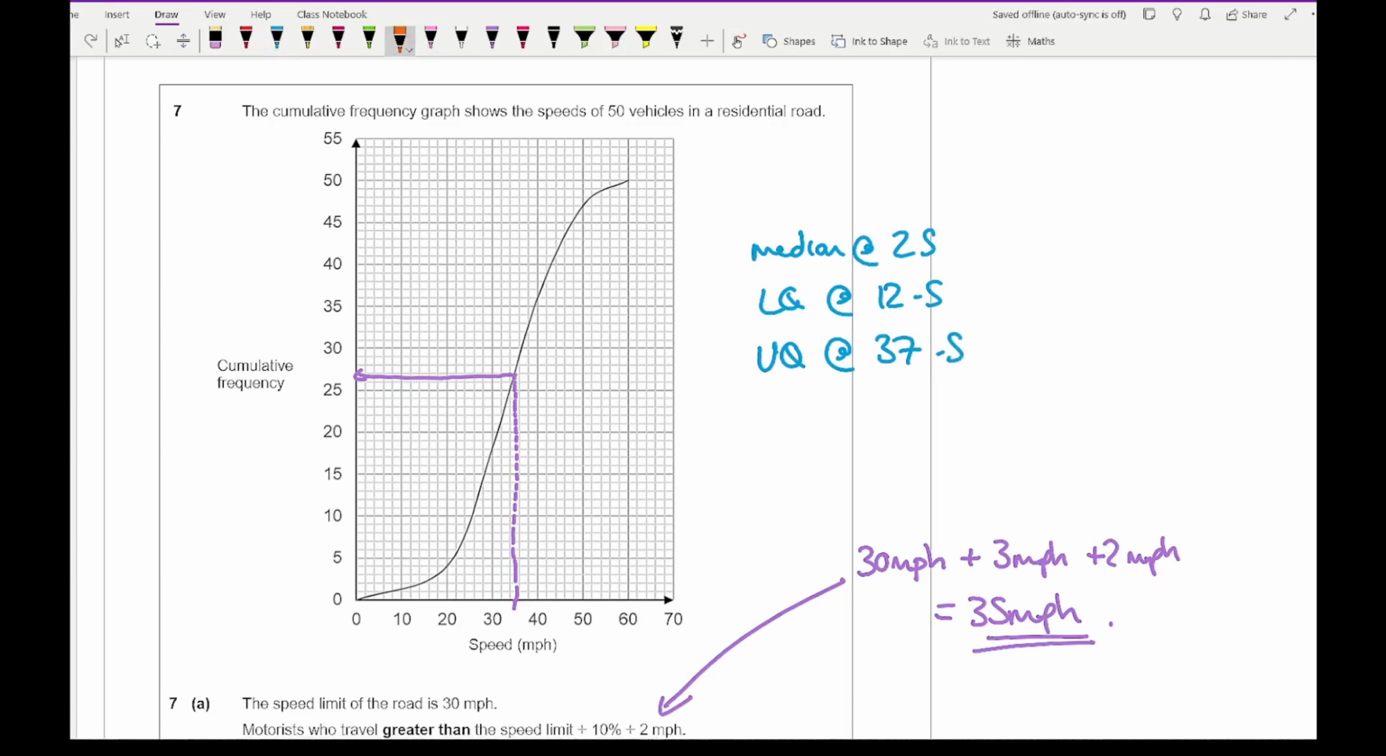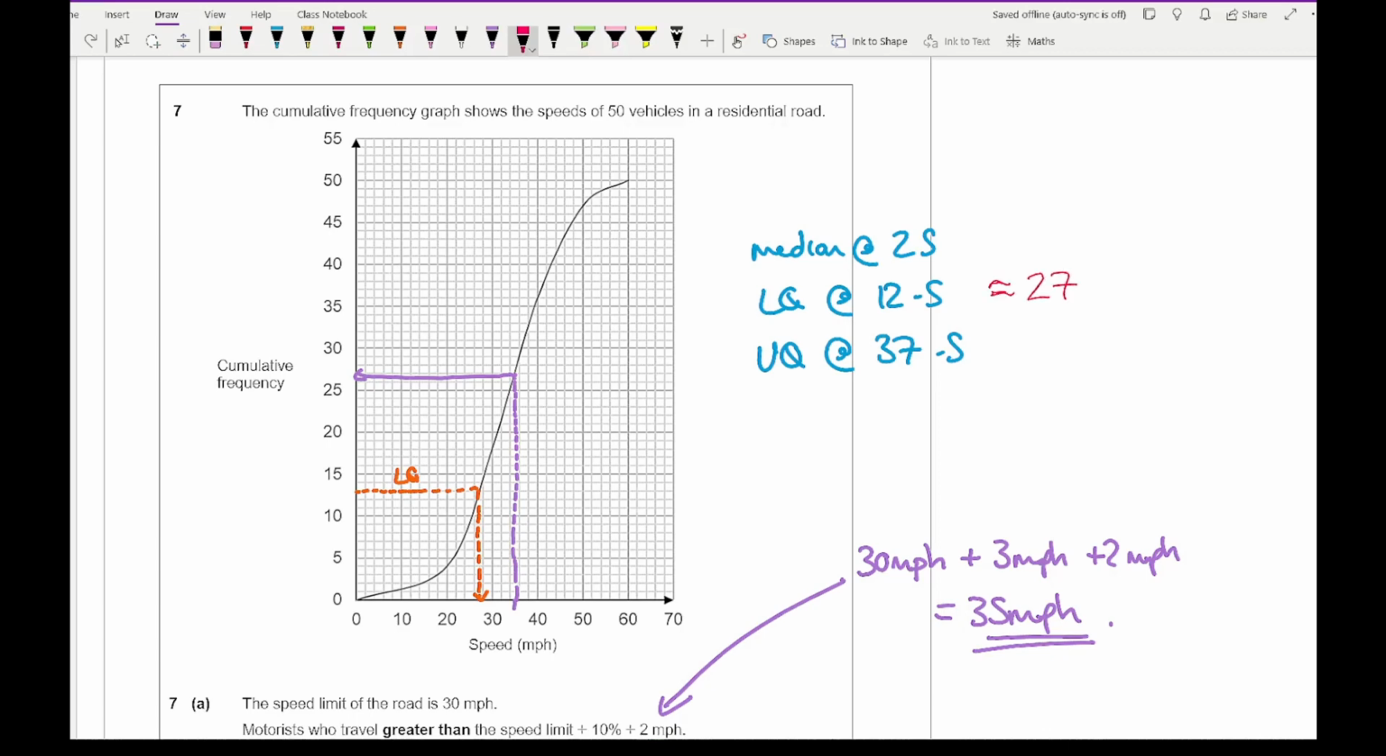So then 12.5 is roughly around about there. And so I make out that that is going to be roughly around about 27, 28. So that's the lower quartile. So the lower quartile is 27, 28. Oh, no, I labelled that wrong. So let me do that here. So the lower quartile is roughly around about 27.